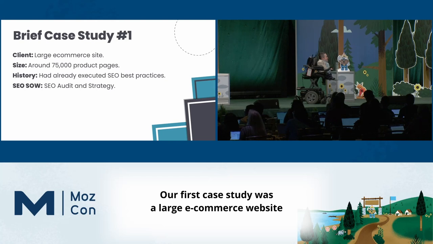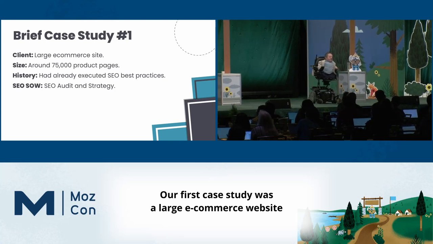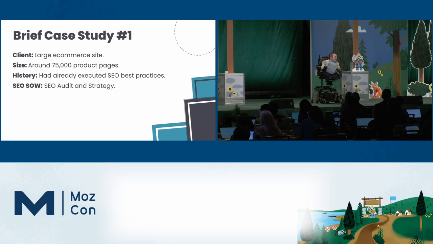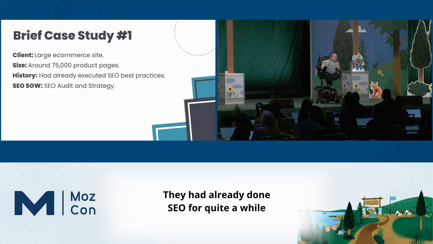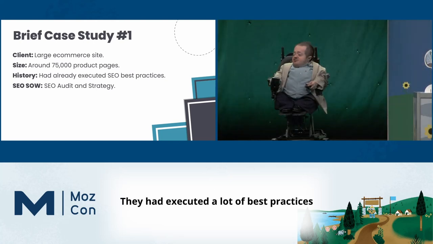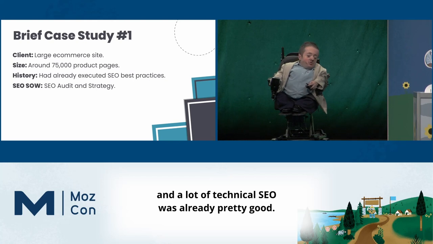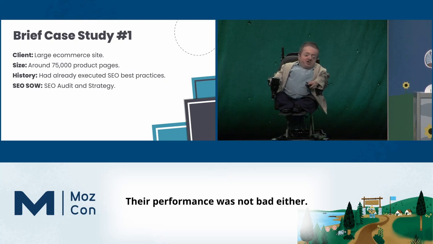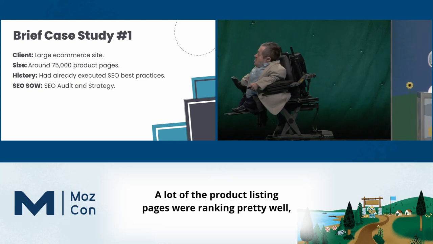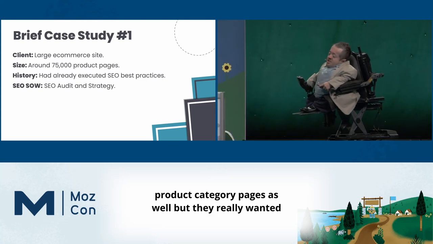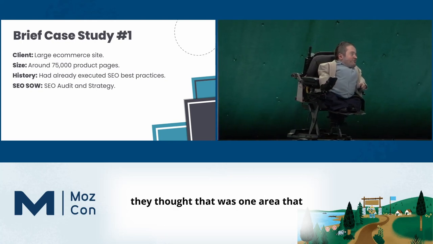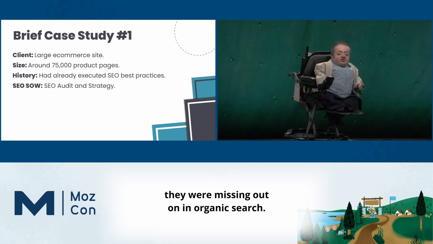Our first case study was a large e-commerce website, and they had around 75,000 product pages. They had already done SEO for quite a while, and they kind of knew what they were doing already. They had executed a lot of best practices, and a lot of their technical SEO was already pretty good. Their performance was not bad either. A lot of the product listing pages were ranking pretty well, product category pages as well, but they really wanted more emphasis on the product pages themselves, because they thought that was one area that they were missing out on in organic search.